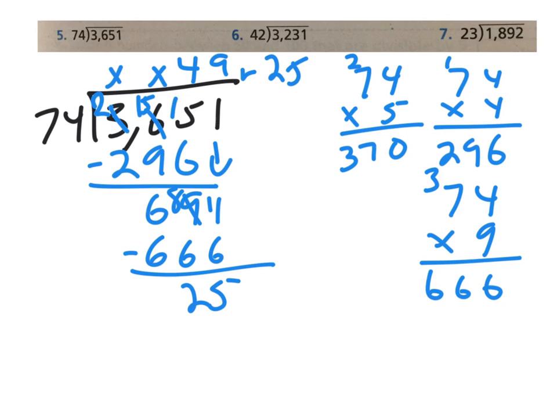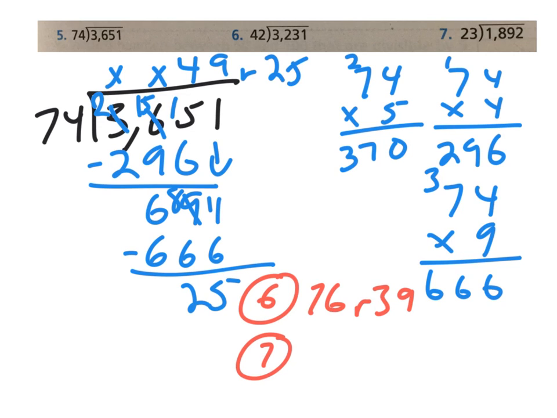Okay, let's look at the answers for number 6. The answer for number 6 is 76, remainder 39, and the answer to number 7 is 82, remainder 6. All right. Hopefully you're doing well. If not, make sure you ask. Don't get stuck. Okay?